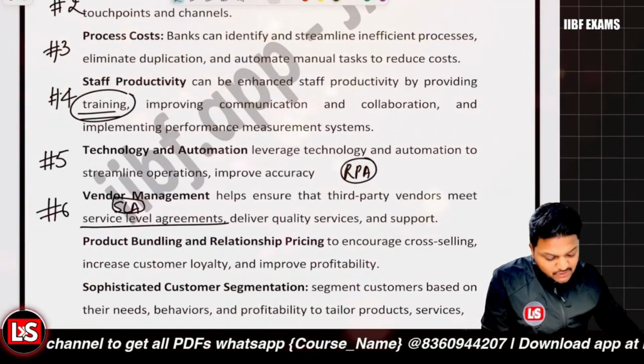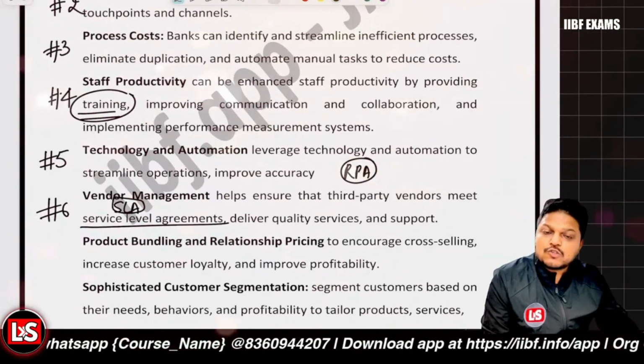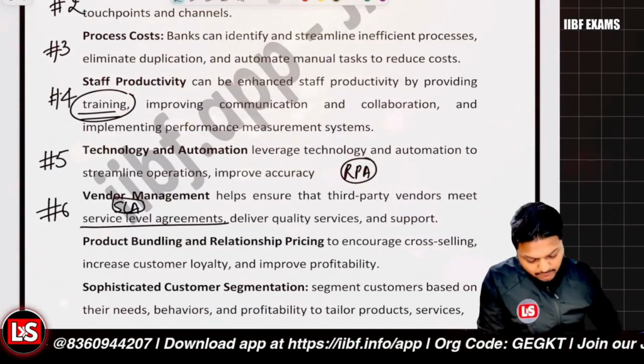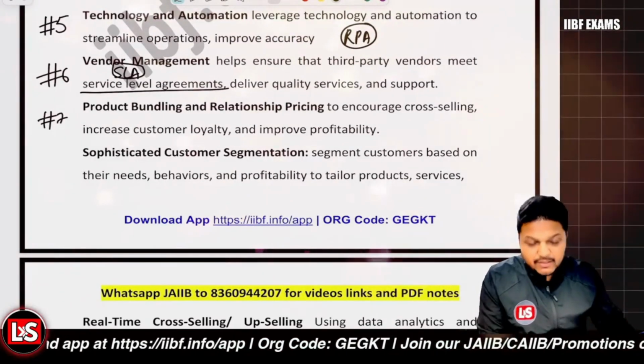The cost efficiency must be checked. And if it is to be checked, the feedback must be given, and you should also always be asking for improvement. Further, after that, the seventh one is about product bundling and relationship pricing.